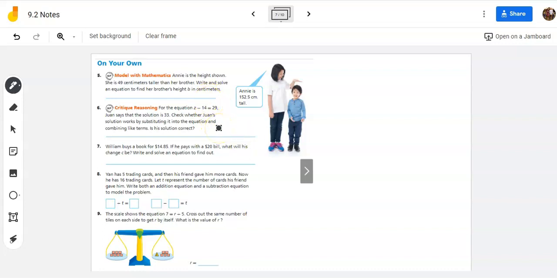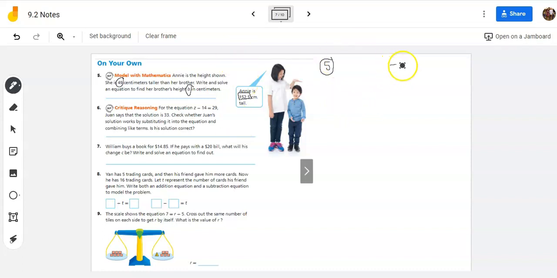Number 5, Annie is the height shown. So this is Annie. She is 49 centimeters taller than her brother. Write and solve an equation to find her brother's height, B. So here's our variable. Annie's 49 inches taller. And right over here is how tall Annie is. So I'm going to label this with number 5 so we can keep them apart as I'm going down here.